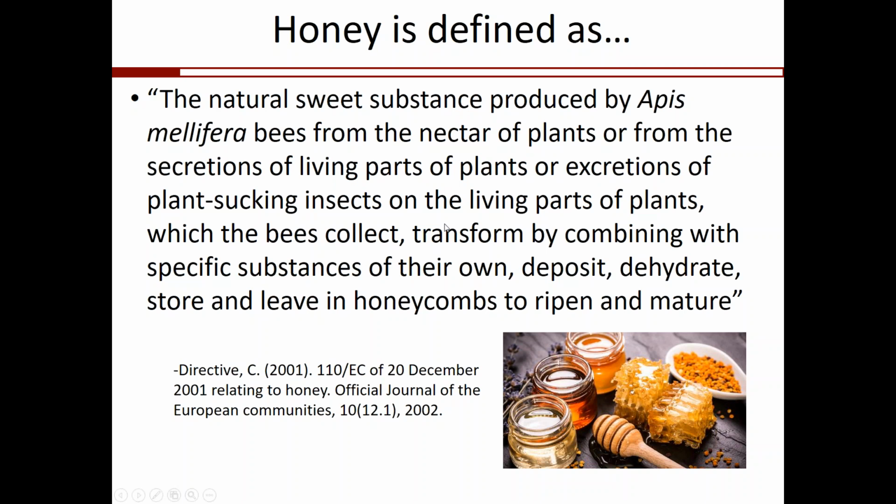And the rest of this quote just talks about the entire process of how honey is made, the natural process. So a bee is going to collect it, secrete enzymes of their own, and deposit it, dehydrate it, and reduce moisture content, and let it ripen and mature.